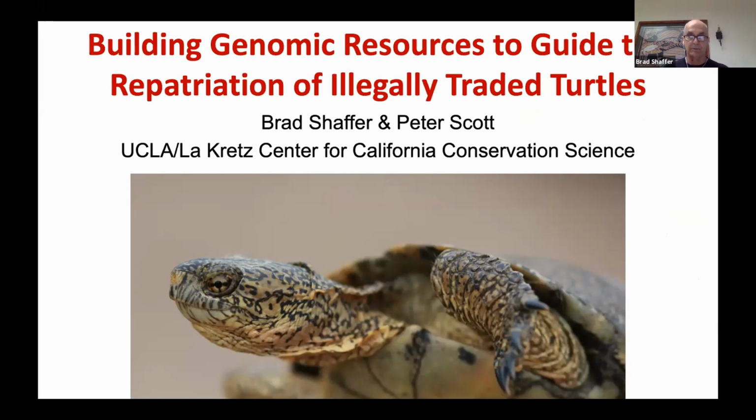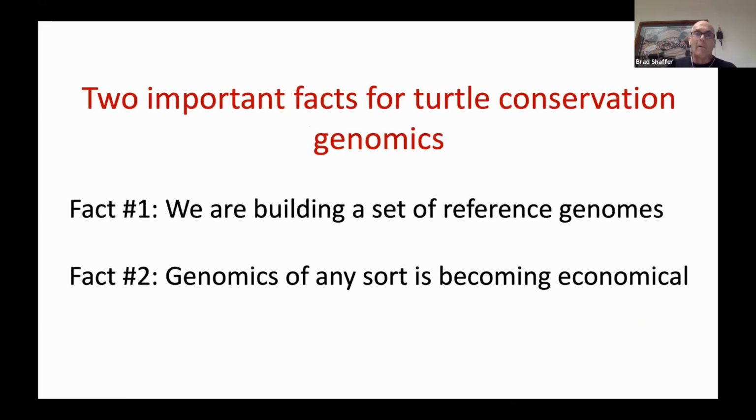In many ways, I think we probably should have just done a JJ, Peter, and Brad joint talk on building genomic resources to guide repatriation of illegally traded turtles and tortoises. Because some of the stuff that I'm planning on talking about, JJ's covered. I'll try and move through some of it quickly and move on to some more detailed stuff on a couple of specifics in a moment.